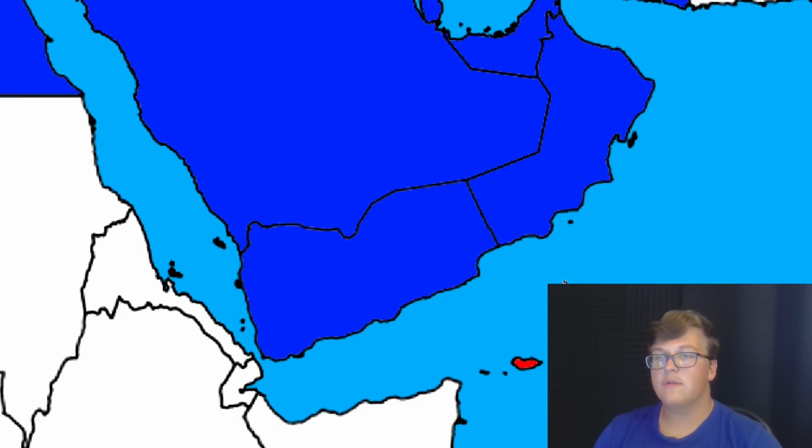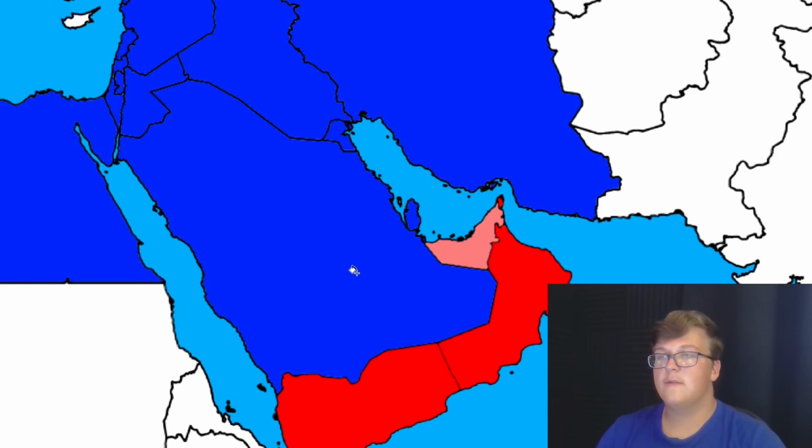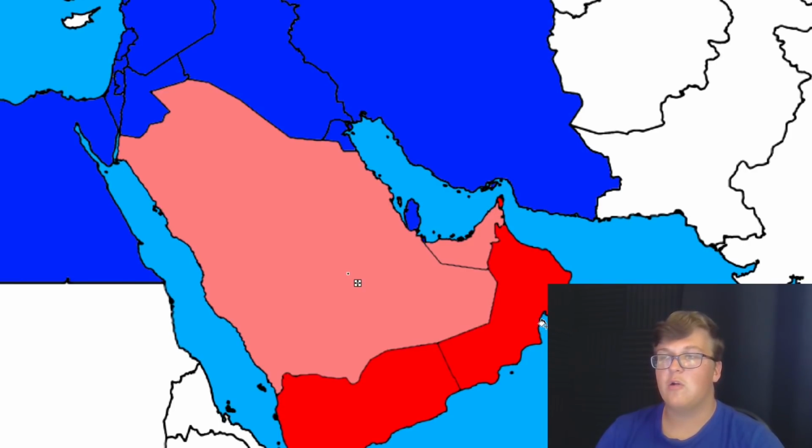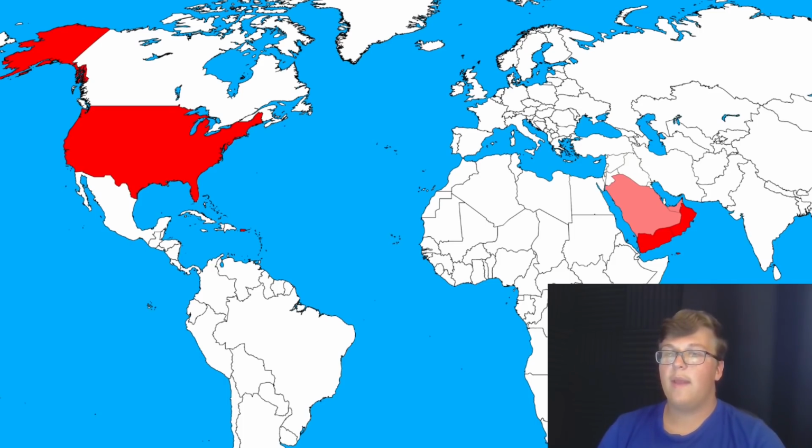Condition 1 is that the USA will annex all of Yemen. Condition 2 is that the USA will annex all of Oman. Condition 3 is that the USA will occupy all of the UAE, and condition 4 is that the USA will occupy all of Saudi Arabia. All of the other countries have to do nothing. So we are left with a world map that looks like this.